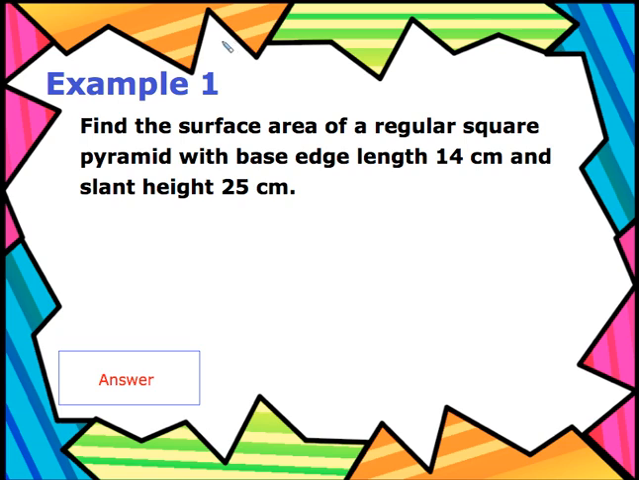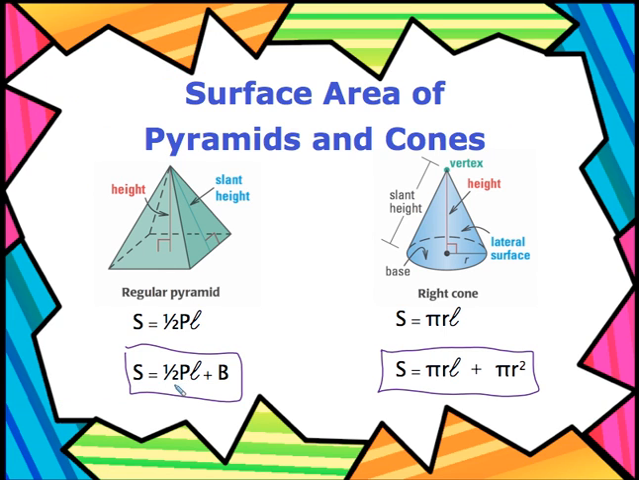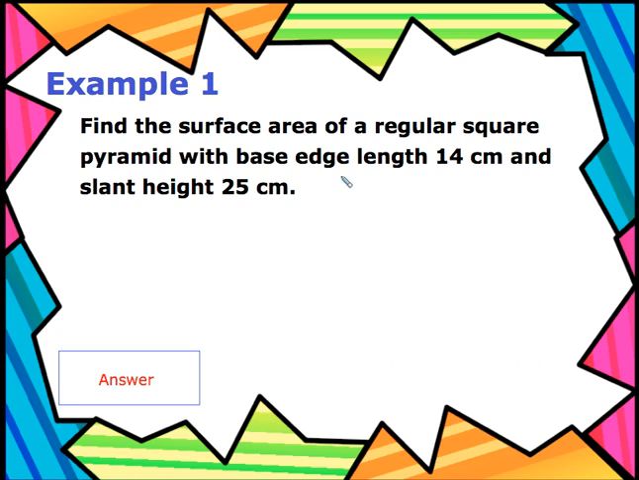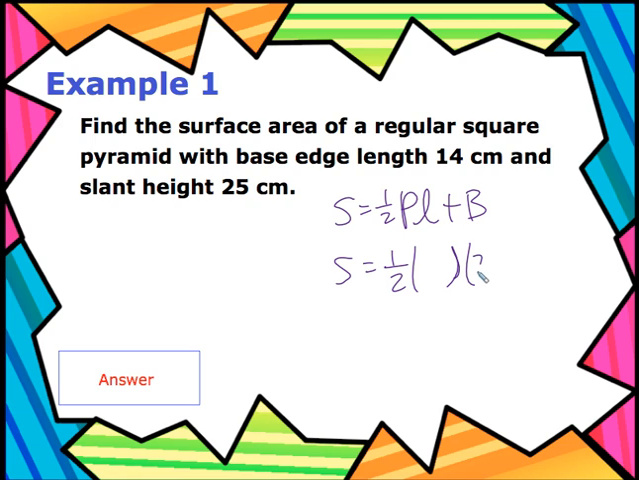All right, find the surface area of a regular square pyramid with a base edge length of 14 and a slant height of 25. So if you remember, our formula of a pyramid is 1/2 PL plus capital B. So I'm going to write that. 1/2 PL plus capital B. So it doesn't tell us the perimeter. It tells us the slant height is 25. And then we don't know capital B.